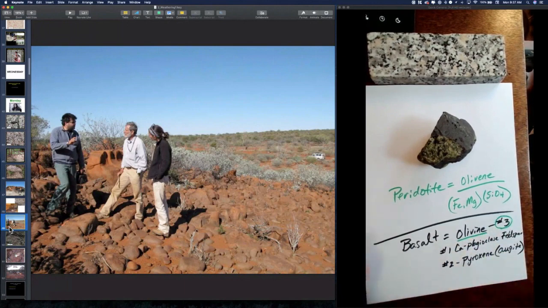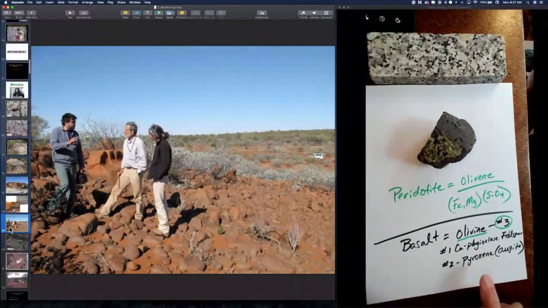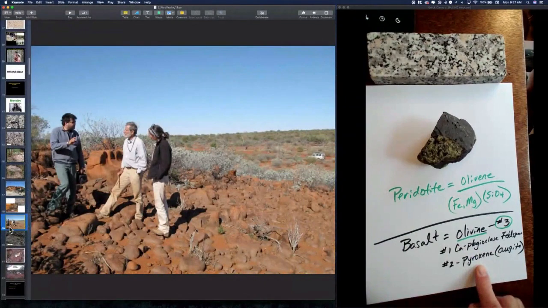It might not be there at all in a basalt, but it's usually there at least in a little bit, low concentration. So calcium, aluminum, silica, iron, magnesium, calcium, aluminum, silica, no water, all anhydrous. And then olivine is iron, magnesium, and silica. And the key ingredient there is the iron.